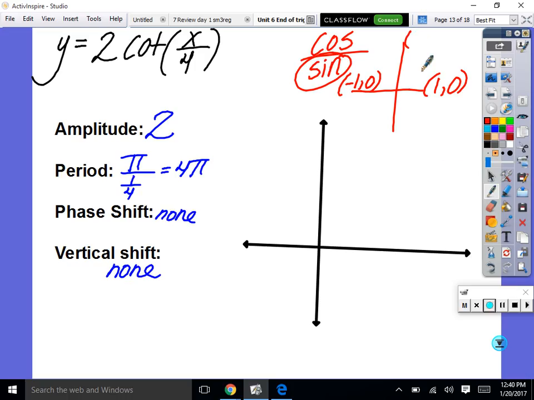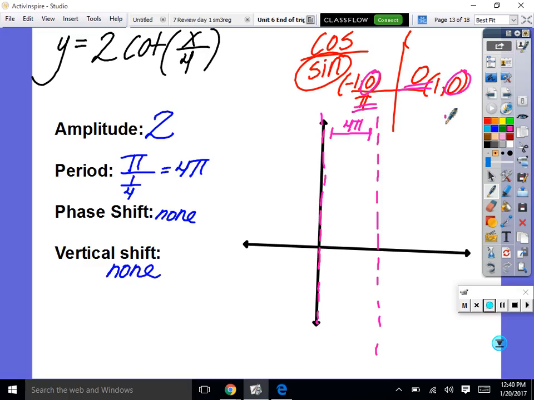Yeah, 0 and pi. Because remember, sine is y, right? So our asymptotes for original cotangent are 0 and pi. Does that make sense? So now our period is 4 pi. So we're going to start at 0, but instead of going over to pi, it's now over to 4 pi, right? Isn't the length of a cycle between 2 asymptotes? So from there to there is 4 pi.